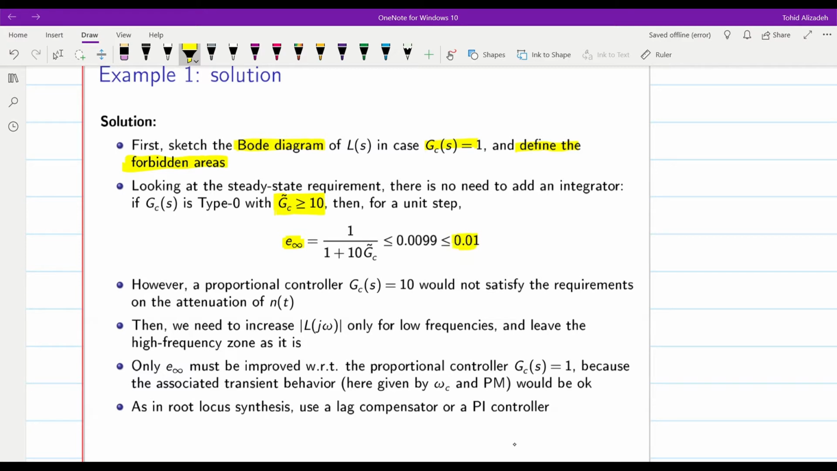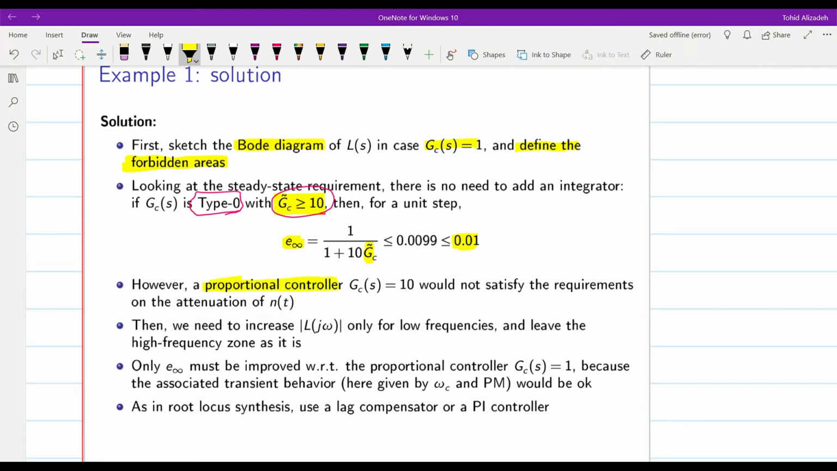So if we have generalized gain bigger than or equal to 10, then the steady state error will be smaller than or equal to 0.0099, which is smaller than 0.01. So that's what we might do. We can continue with designing a type 0 system with the generalized gain bigger than or equal to 10. And then the requirement on the steady state error will be already satisfied. The simplest controller to pick is a proportional controller then.